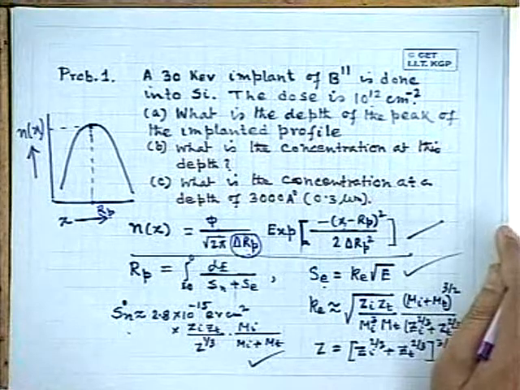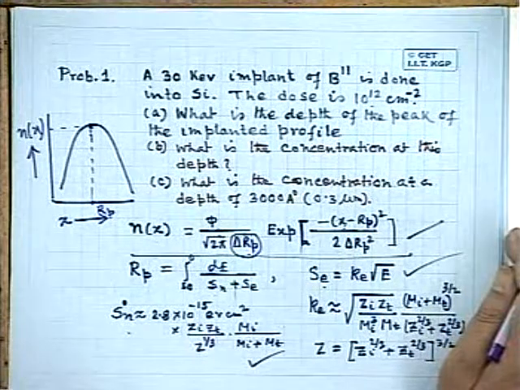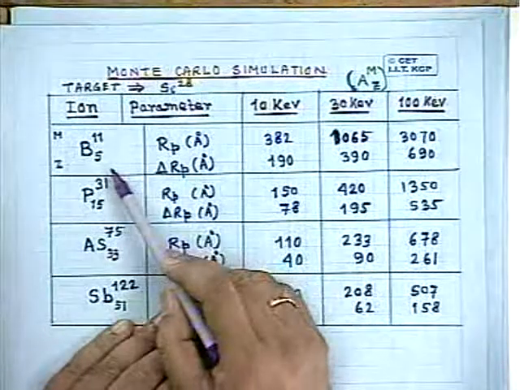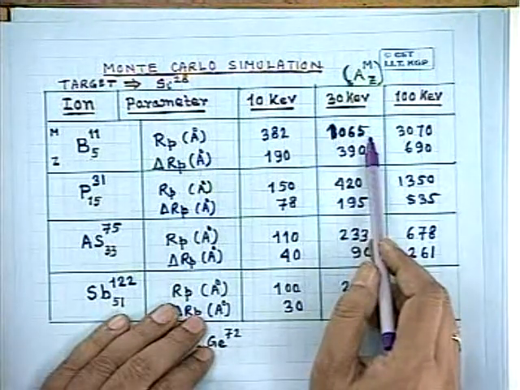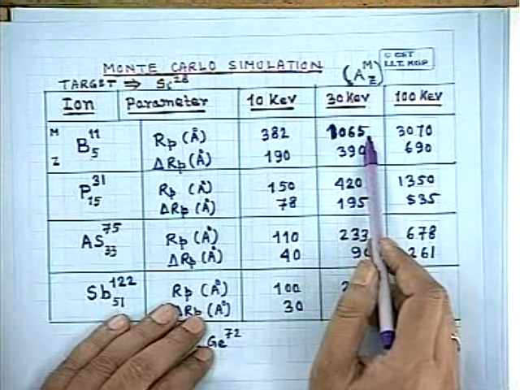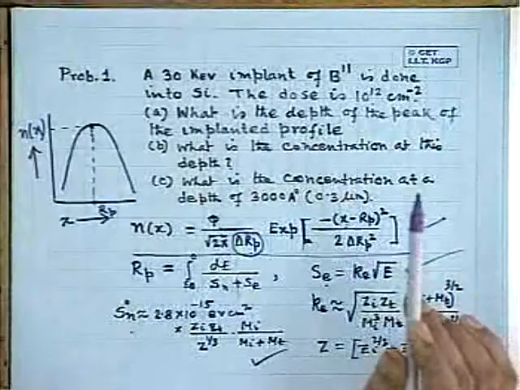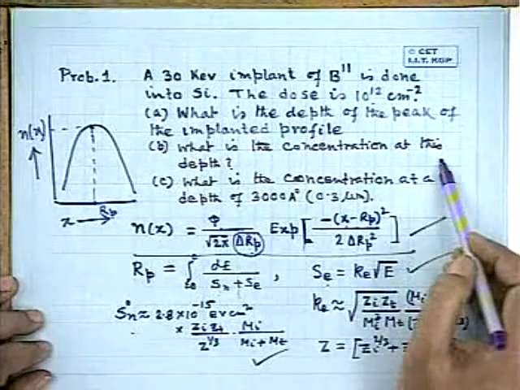Phi is given, delta RP value will be given. RP value is a range; for 30 kV boron it is shown in the earlier table. So the boron is here. RP at 30 kV is 1065 angstrom unit. So you have to consult the table. Okay. Now this is calculated.